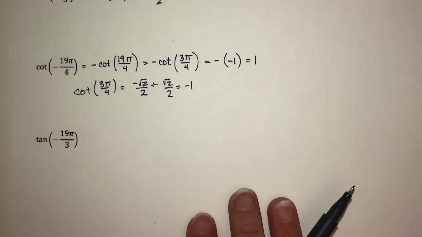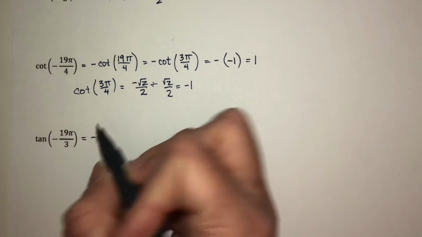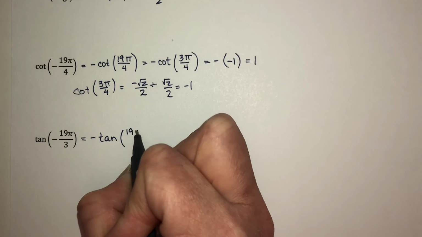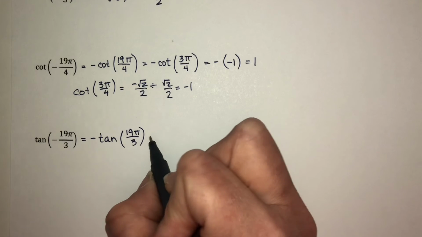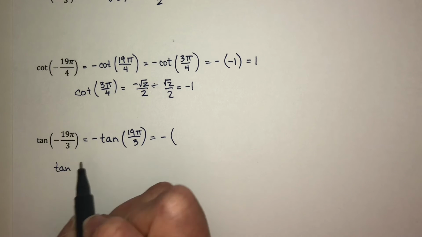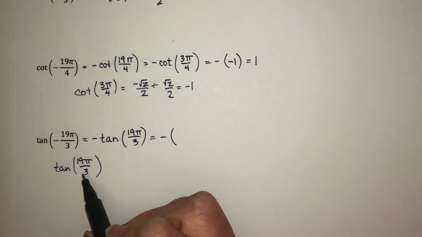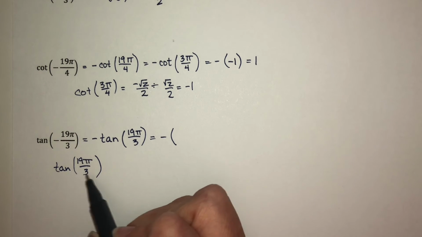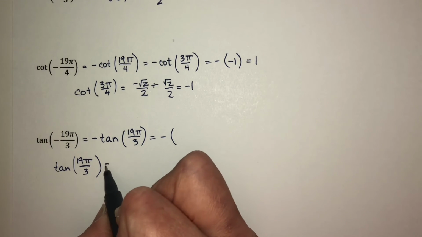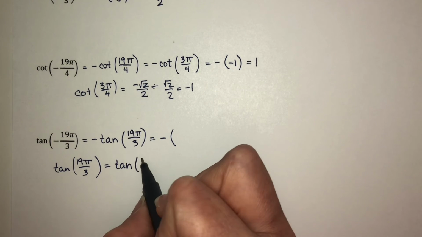Okay, last one, tangent of negative 19 pi over 3. Tangent is an odd function, so this is the same thing as negative tangent of positive 19 pi over 3. So we're going to have a negative times something. Let's figure tangent of 19 pi over 3. This is larger than 2 pi. So find a coterminal angle by subtracting 2 pi over and over again. And you will get that this is going to be the same thing as tangent of pi over 3.